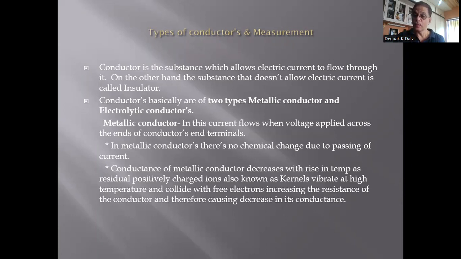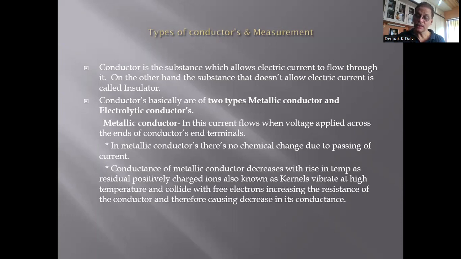Now what happens to the conductance of the metallic conductor when the current passes through it, or when there is a rise in temperature? As the current passes, there is a rise in temperature of the metallic conductor, and the residual positively charged ions due to the flow of current in the metallic conductor are called kernels. So what happens to these residual charges? They vibrate, and due to their vibration, they collide with the free electrons in the conductor.